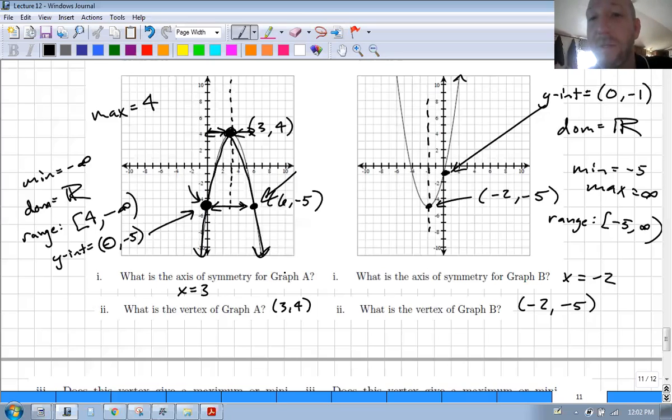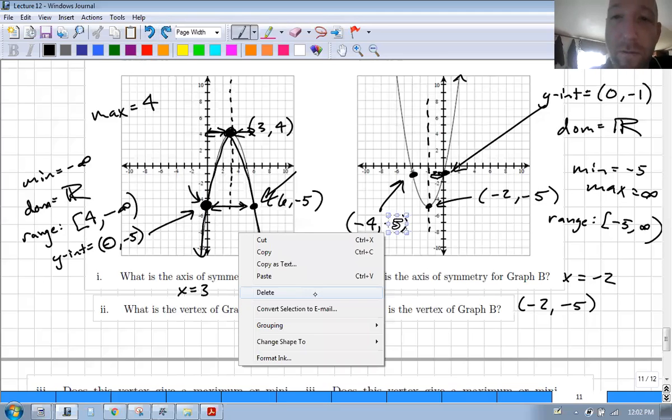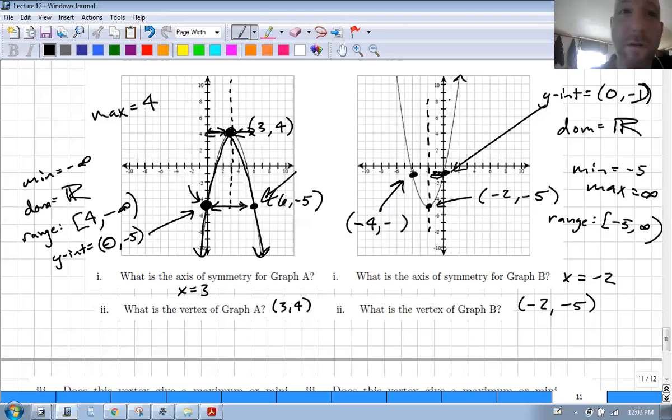Then you can easily draw your graph. Over here on the right, they're going to ask us about this point. Well, the distance between our vertex and our axis of symmetry here is 2. So that point there is going to be at -4, whatever this point is, -1. You can look at it and see we're going to the left 4 and down 1. Once you get those 3 points, it's easy to draw your graph.